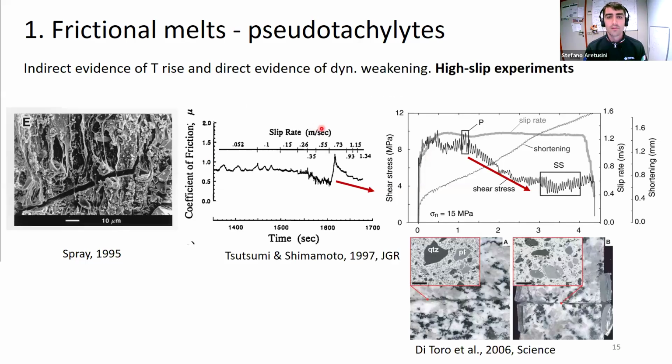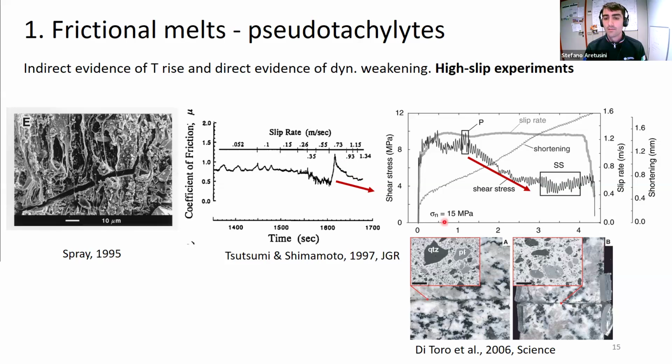Together with field evidence of pseudotachylites due to seismic slip, since the 1990s there's been a growing body of experimental evidence, in particular with high slip rate rotary shear experiments, that rocks can actually melt during laboratory experiments. This is one of the first evidences, from Spray, and further evidence from Tsutsumi and Shimamoto, in which we could see that with increasing slip rate, these are velocity steps, we have a sharp increase of shear stress followed by a sharp decrease, so dynamic weakening.